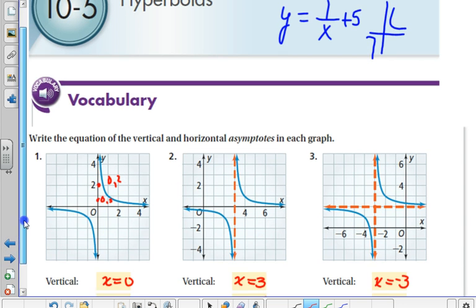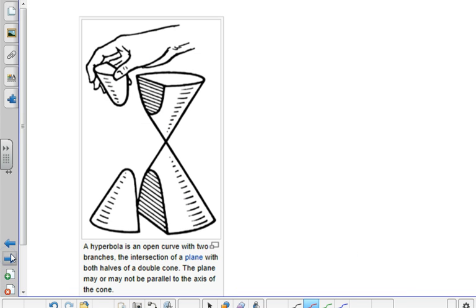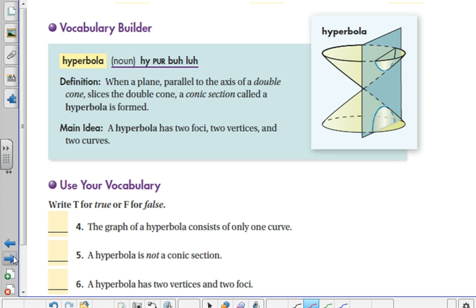There was nothing else down below that, was there? Okay. This is a picture again. I don't know why I put that on there. A hyperbola, the definition is when a plane is parallel to the axis of a double cone, slices the double cone in a conic section called the hyperbola. Hyperbola has 2 foci. Okay, we'll talk about them, but the foci are inside these little curves. Okay, has 2 vertices.